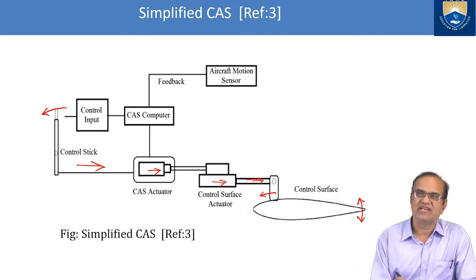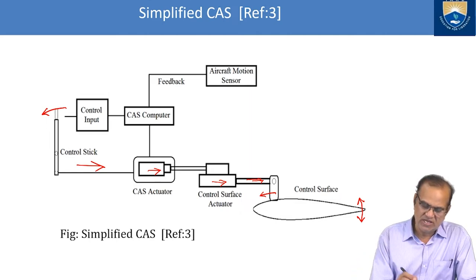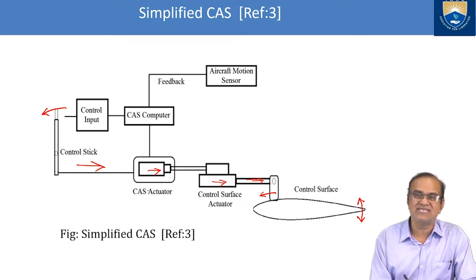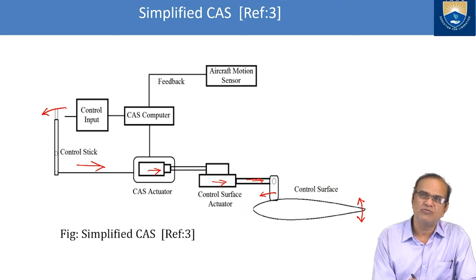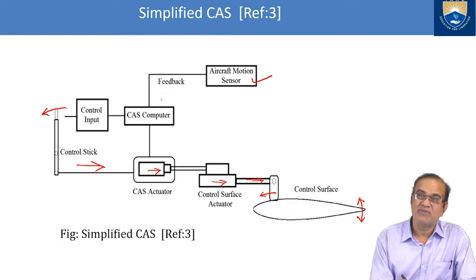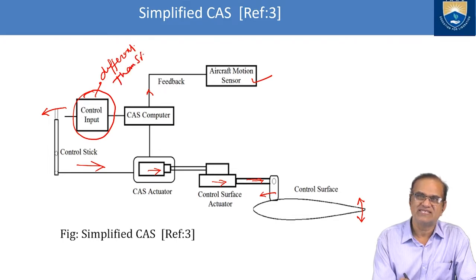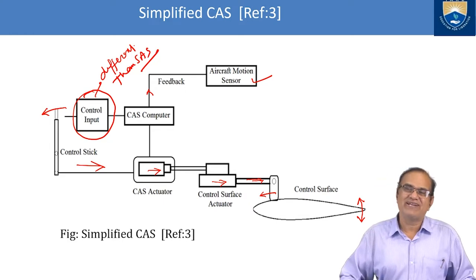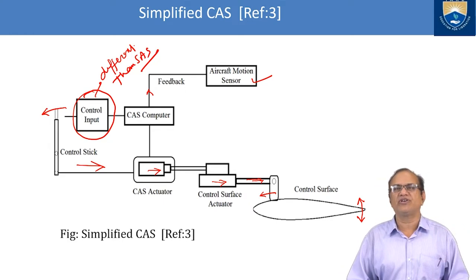But if you see here, there is a little difference. There also was a computer, it was called the SAS computer. Now all these things are CAS. Here we have the control input. Here we have the aircraft motion sensors. This feedback is also there. This feedback and this control input are different items. This is different than the SAS system.